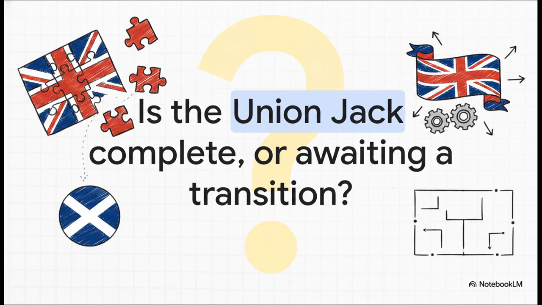So, we've seen how this flag acts as both a map and a history of a union forged through some seriously brilliant design compromises over the centuries. But it leaves us with a pretty profound thought to end on. With shifting political landscapes today, like the ongoing discussions around Scottish independence, does the Union Jack represent a finished 400-year-old puzzle? Or is this iconic composite banner simply waiting for its next grand historical redesign? It's definitely something to chew on the next time you see it flying.